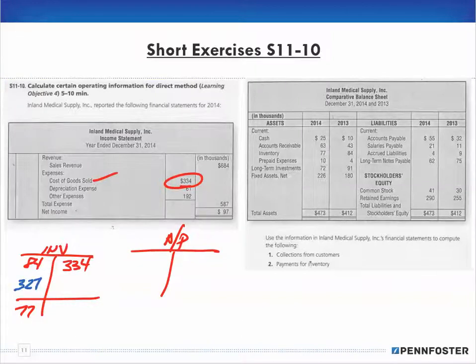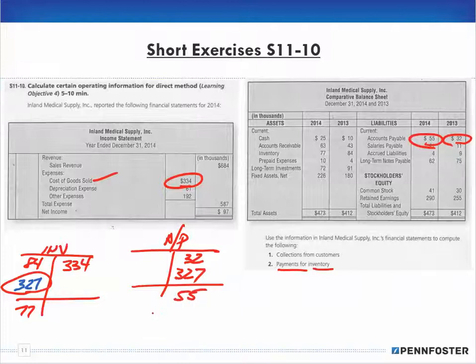But the question, we're talking about what the payments for inventory are, right? So we have to look at our accounts payable. And in our accounts payable, we have an ending balance of 32, okay? And we know that we had purchases of 327, right? And we want to get to the final balance of 55, right? So we have to do the math in order to get to that payment for the inventory.